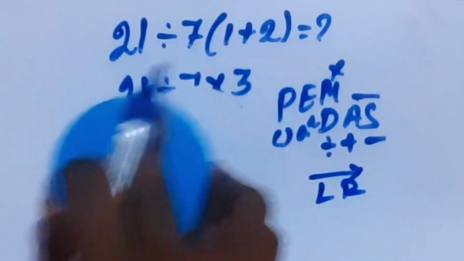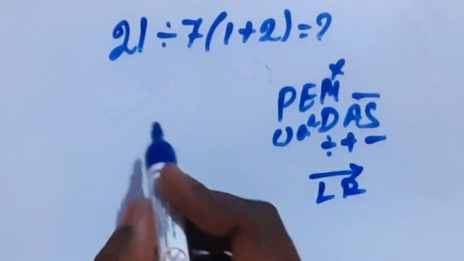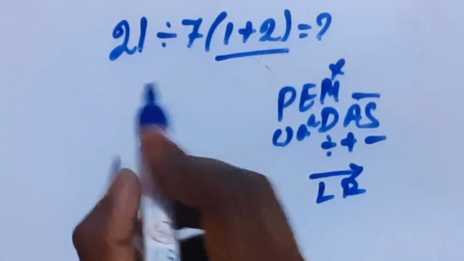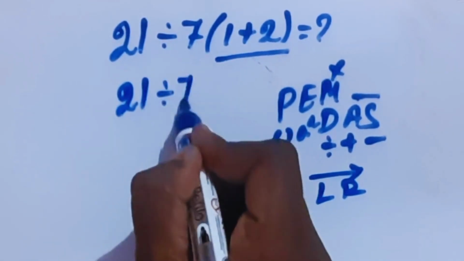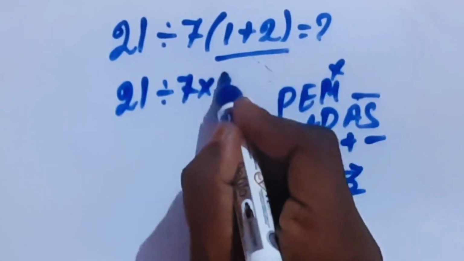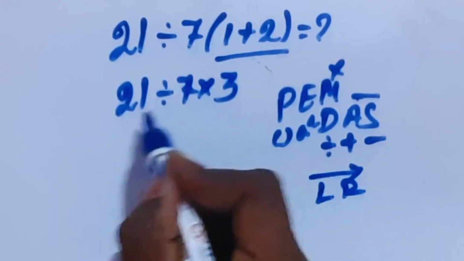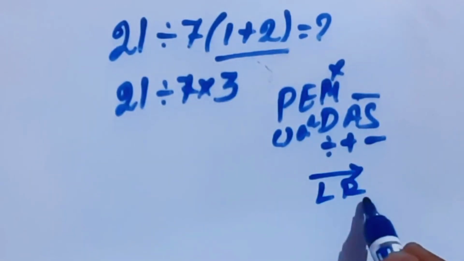Now we are going to do this problem in the correct way by using the order of operations, PEMDAS. As per PEMDAS, we have to do the bracket first. So 21 divided by 7 times this is 3. Now we have division and multiplication. Both are equal priority, so we are going to do the left to right rule.